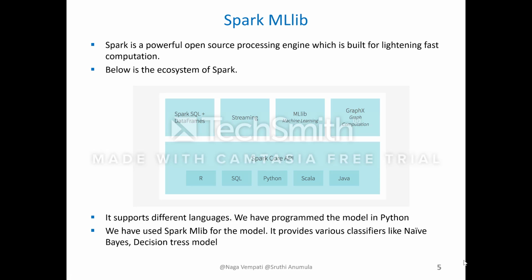Spark. Spark is a powerful open source processing engine which is built for lightning fast computations. The diagram you see is the ecosystem of Spark showing different modules available in Spark. Spark machine learning library module, which we have used for our project, provides various APIs and algorithms to perform supervised learning and create machine learning models. We have used Spark's implementation of naive Bayes classification model. Spark supports different languages like Python, Java, Scala, SQL, and R. We have programmed our model in Python.